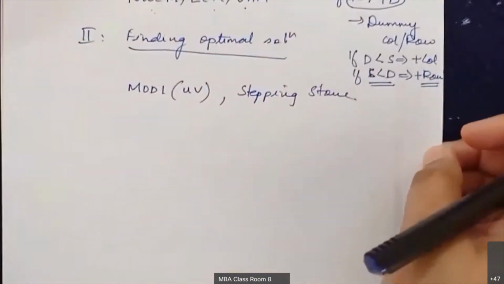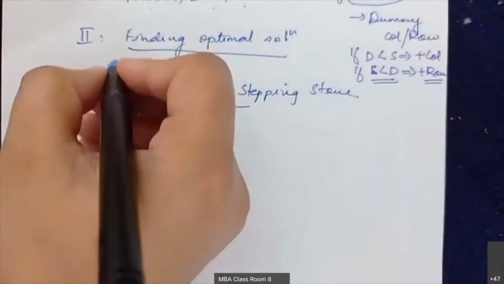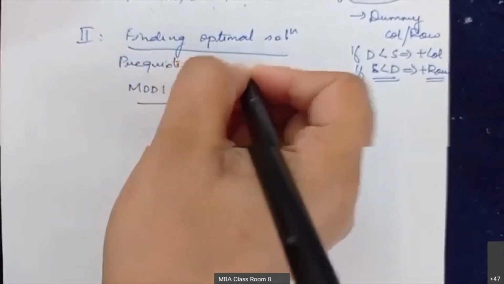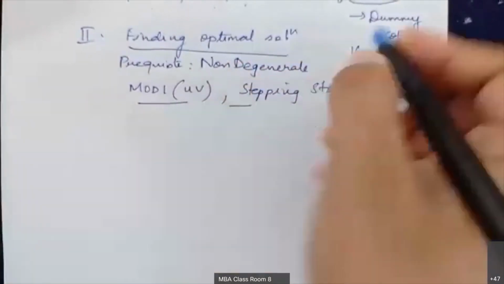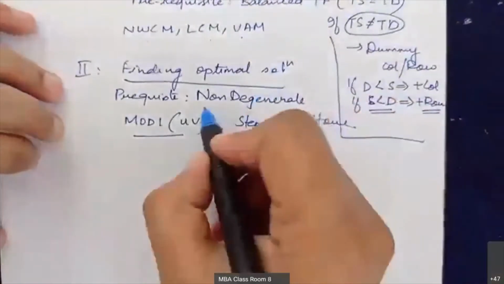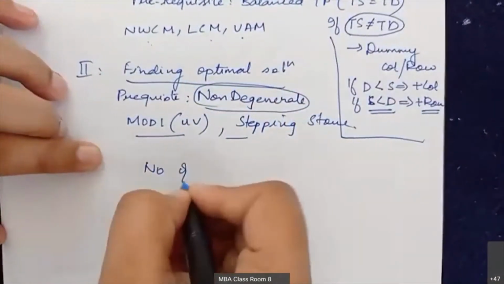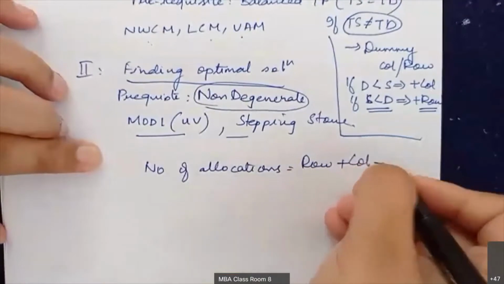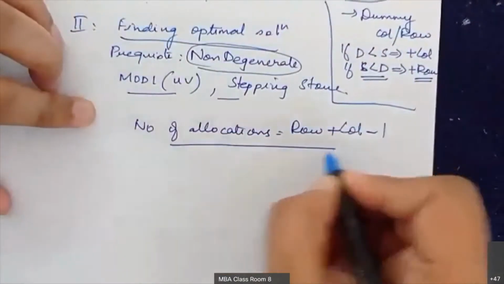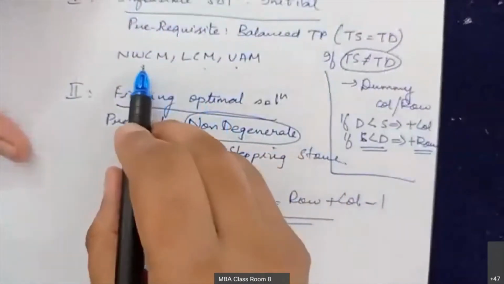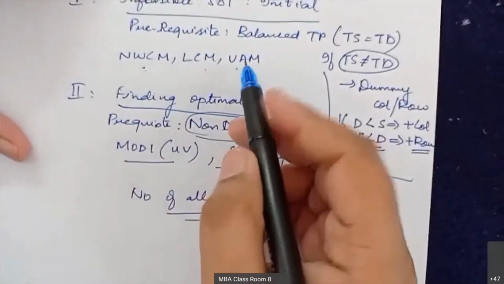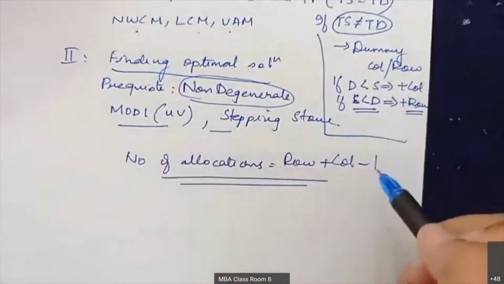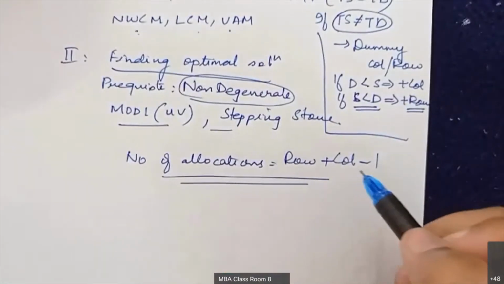Similarly, before starting the MODI method or the stepping stone method, there is a prerequisite. Our problem should be non-degenerate. How will we ensure that? We have to check whether the number of allocations is equal to the number of rows plus columns minus 1. In the first step we get a solution using any of these three methods. If the number of allocations is equal to rows plus columns minus 1, then the solution is non-degenerate.